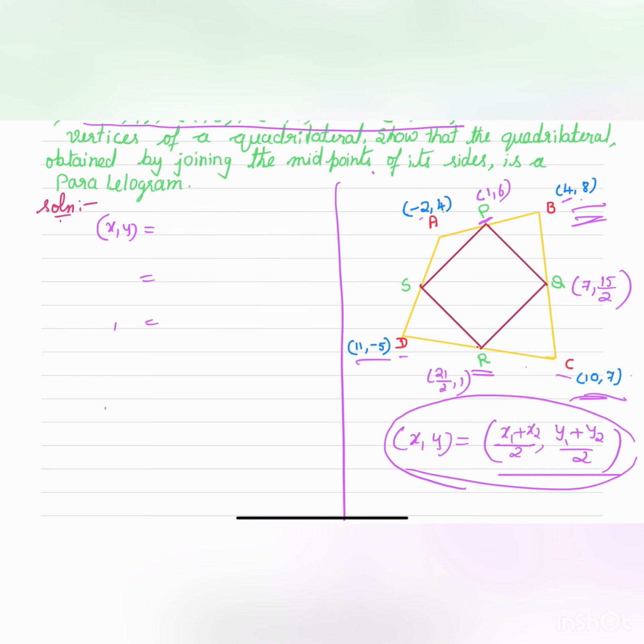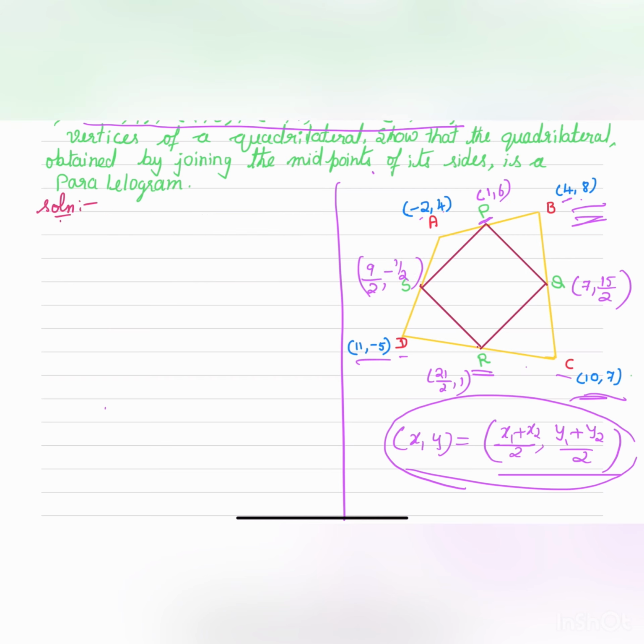Now we'll find S(x, y). S is the midpoint of AD, and we are taking the coordinates of A and D. We will substitute those in the midpoint formula. We'll get ((-2 + 11)/2, (4 + (-5))/2). And we are getting (9/2, -1/2). So S is (9/2, -1/2).